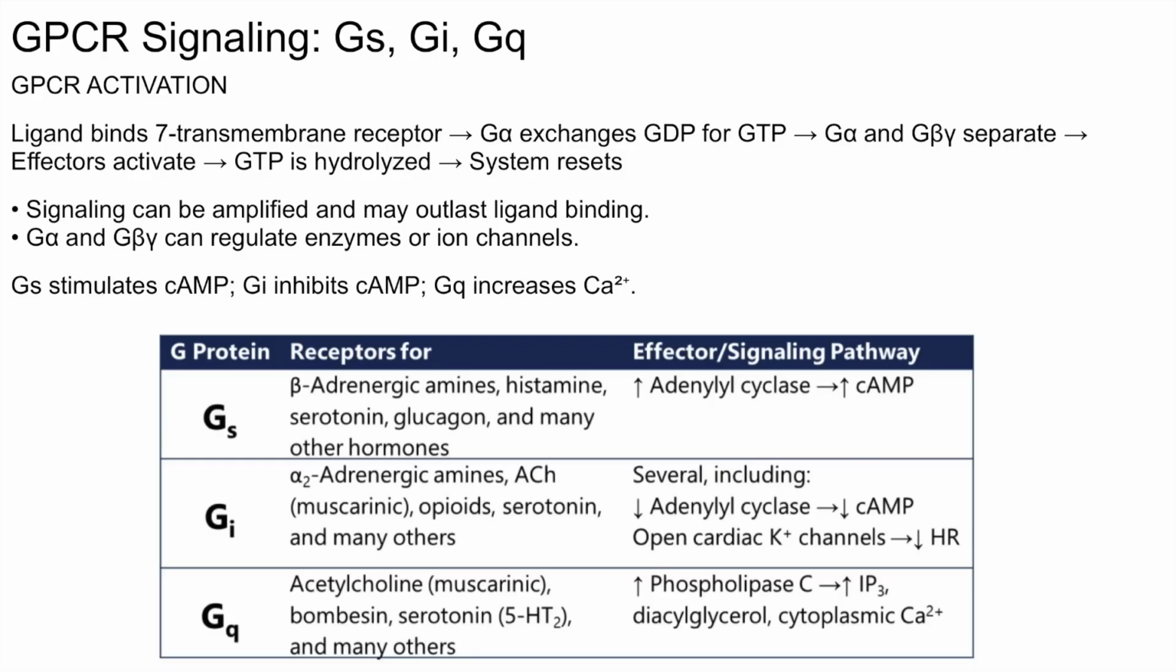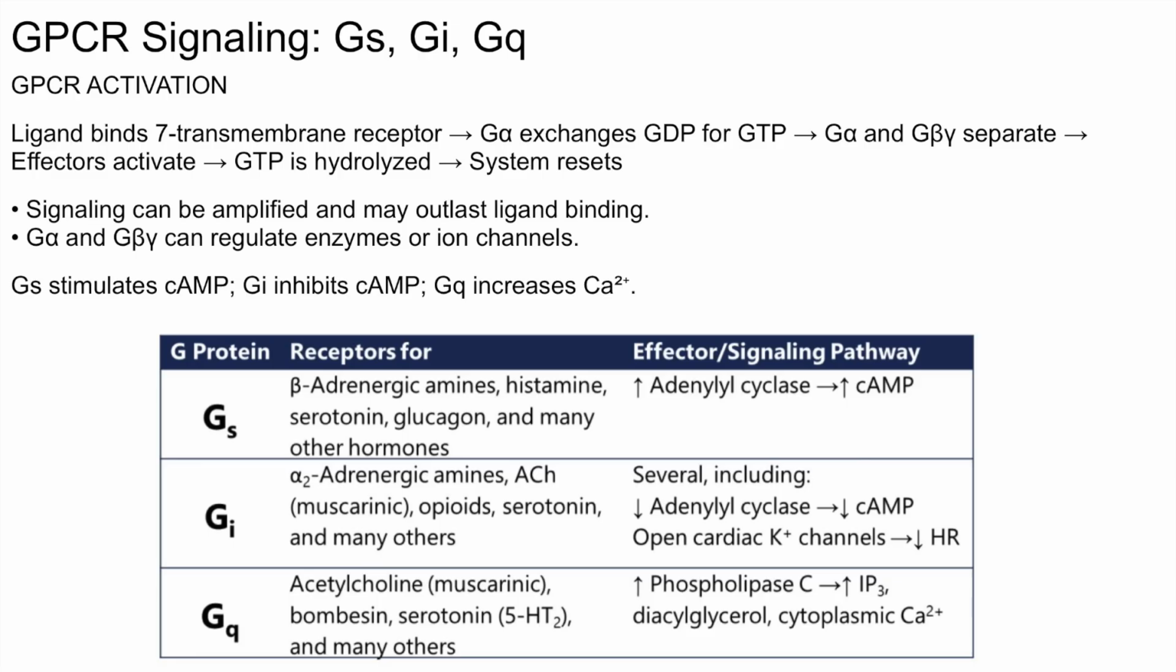GPCR signaling, or G-protein coupled receptors, cross the membrane several times. When a ligand binds, the receptor causes the G-alpha subunit to exchange a GDP for a GTP. G-alpha separates from G-beta gamma, and both components can regulate enzymes or ion channels. The signal ends when G-alpha hydrolyzes GTP back to GDP, and the complex reassembles.